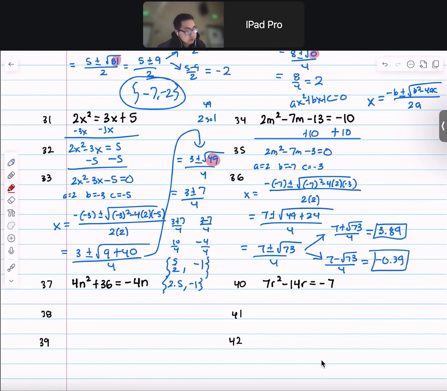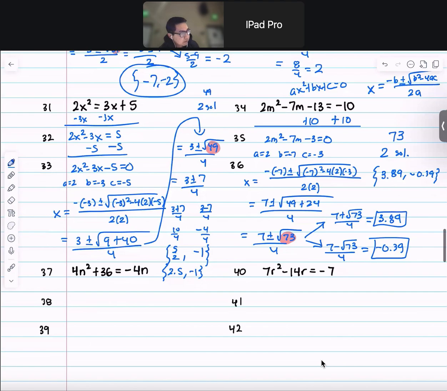Now, the discriminant was 73, and because 73 is a discriminant which is positive, that means you'll have 2 solutions, right? And the 2 solutions were 3.89, and negative 0.39. Okay.